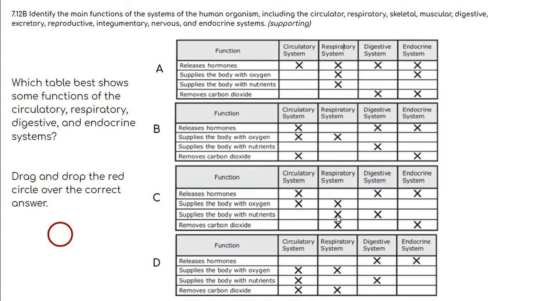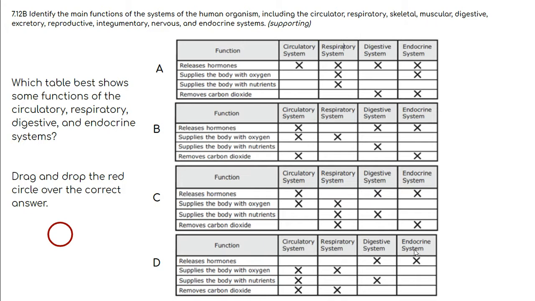Supplies the body with nutrients. Okay, so here is where we're going to be wrong because your digestive system, yes, supplies your body with nutrients, but it's not your respiratory that's supplying it, it's your circulatory system. So C would be incorrect. So let's see, D would have to be our correct choice.